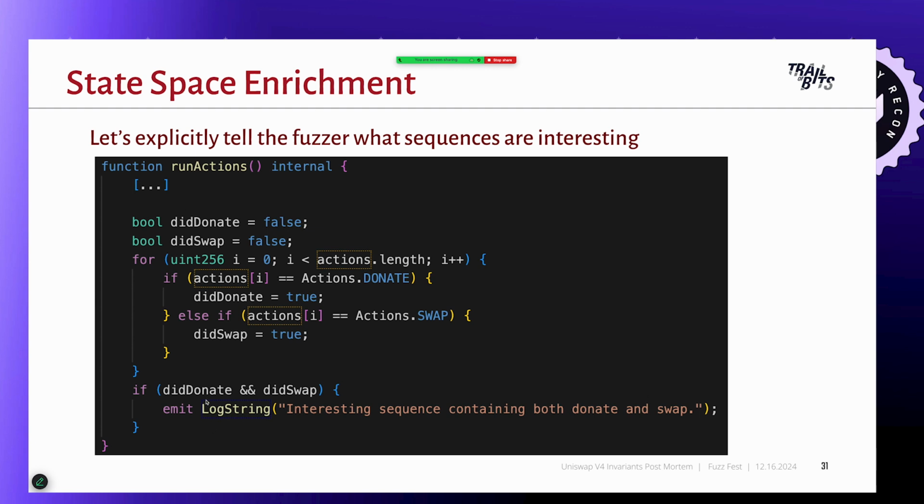So if there is an action sequence that contains a donation and a swap, now this code is going to be covered, and now we're also going to get it added to the corpus. So now the fuzzer can take this transaction that we told it is going to be interesting and start doing mutations on it.